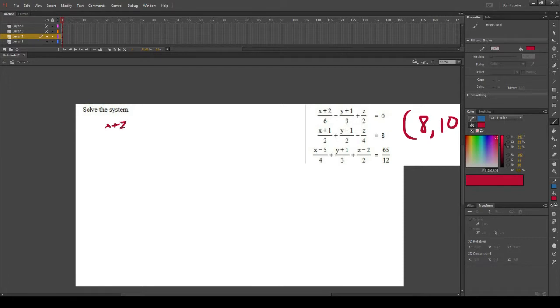So I'm going to have x plus 2 over 6 minus the y plus 1 over 3 plus the z over 2 is equal to 0. And what I'm going to do is multiply all of this by 6. What I'm doing is clearing the fractions. So now I'm going to have x plus 2 minus the y plus 1 times 2 plus z times 3. All of this is still equal to 0 because 0 times 6 doesn't change anything.